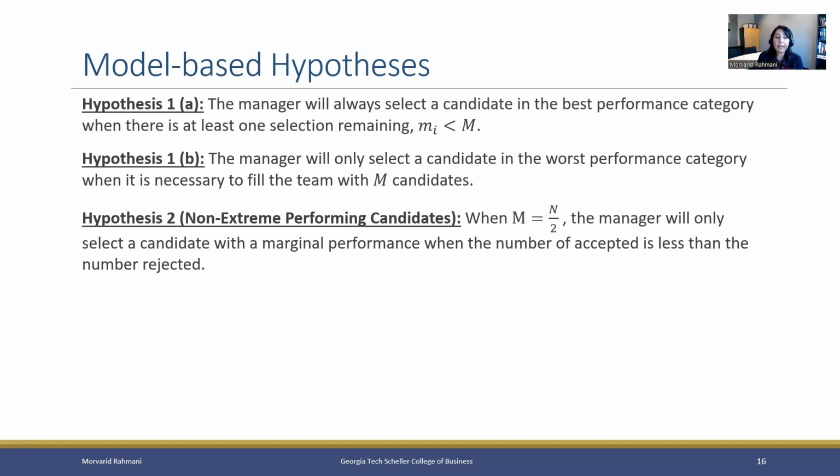The manager should select the non-extreme performing candidate only when the number of accepted candidates up to that point is less than the number of rejected candidates up to that point. By doing so, the manager can maximize the overall performance of the selected teams.